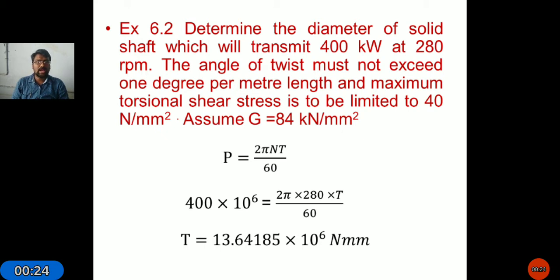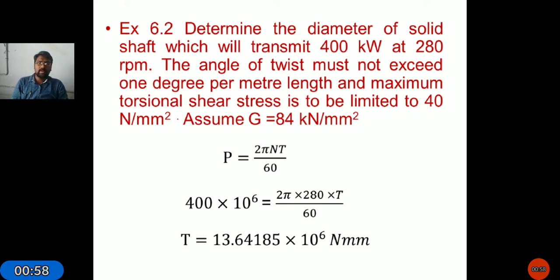Determine the diameter of a solid shaft which will transmit 400 kilowatts power at 280 rpm. The angle of twist must not exceed 1 degree per meter length and the maximum torsional shear stress is limited to 40 Newton per millimeter square. Here they given, assume G is equal to 84 kilonewton per millimeter square.